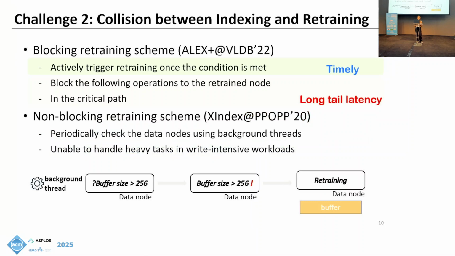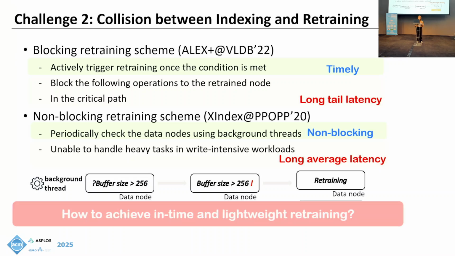Another design choice is that we can use background threads to periodically check the data nodes, as XIndex does. The advantage of such a design is that it removes the retraining from the critical path. However, in write-intensive workloads, the retraining task can be very heavy. With a limited number of background threads, we may fail to handle the retraining tasks in time. So the question is how to achieve in-time and lightweight retraining.